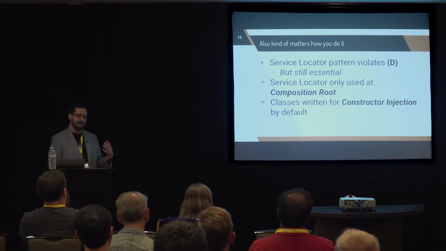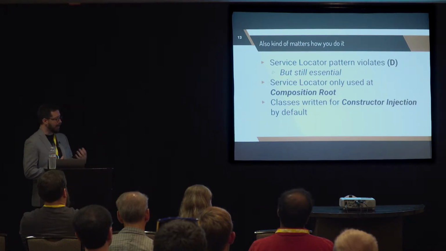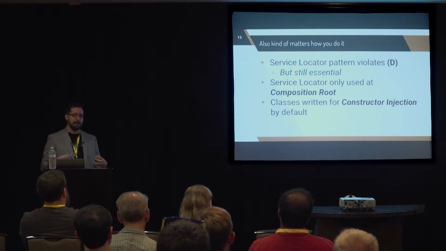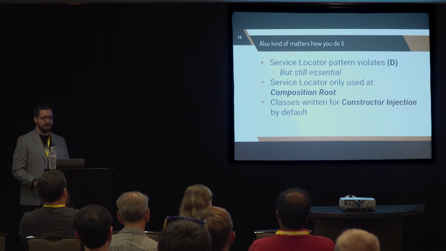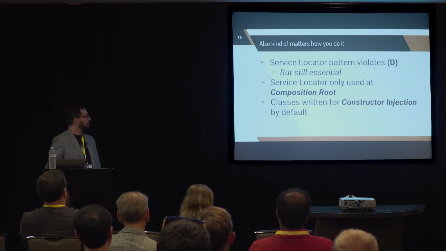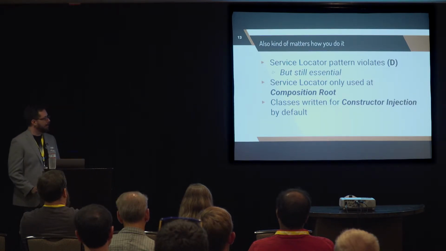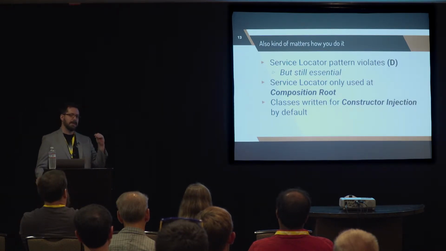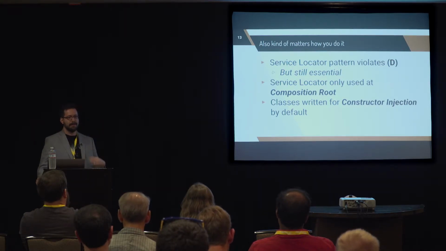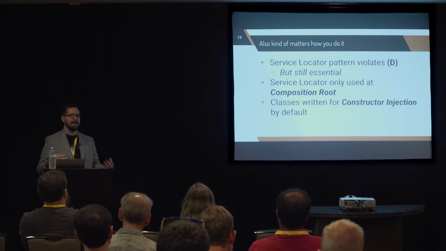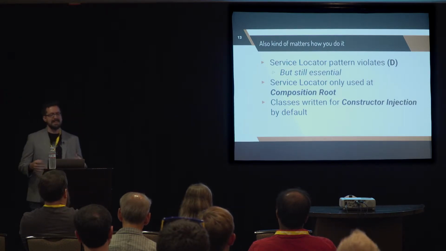And I'll show you a little example about this a little later. The composition root is basically the place where you register all of your dependencies and then resolve them. And then classes should be written for constructor injection primarily, right? There might be cases where you need other things like property injection or method injection, but basically try to be declarative in the dependencies that your class takes, hold on to them, and that way you can have a maintainable dependency injection experience.